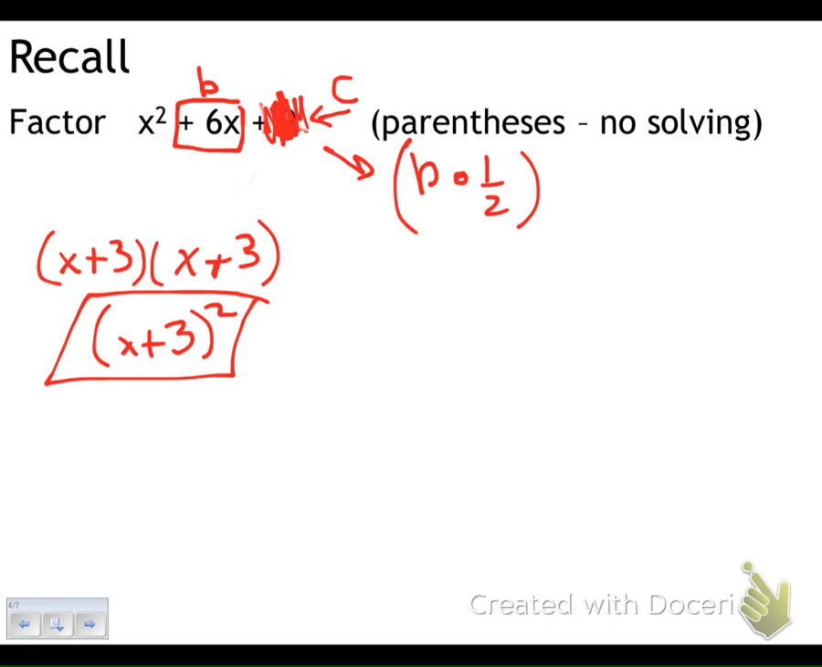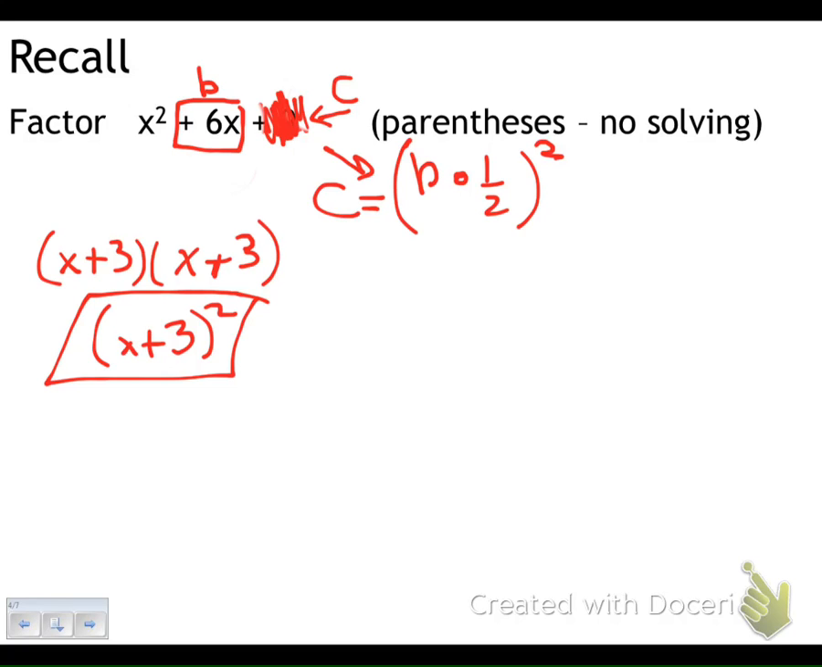So let's think of this using numbers. Half of 6 is our 3. Then 3 times 3 is our 9, the one that I crossed out. So half of 6 is 3. 3 squared equals 9. So we're going to take half the b term by multiplying times a half, and then we're going to square it. And this is how you find c every single time.